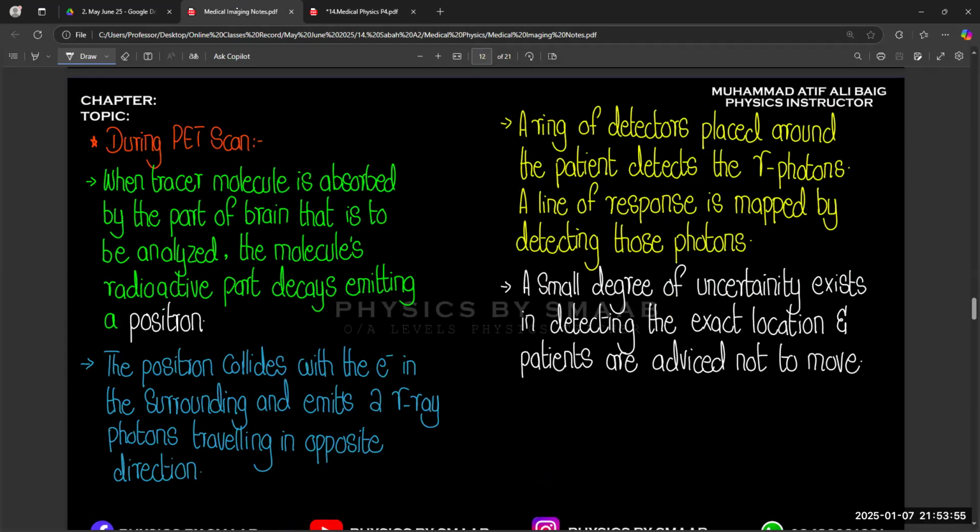From the second point, you can see the positron collides with an electron in the surrounding and emits two gamma ray photons traveling in opposite directions. So first of all, they are traveling in opposite directions. You can mention this whole point that the positron collides with an electron and it emits two gamma ray photons traveling in opposite directions.